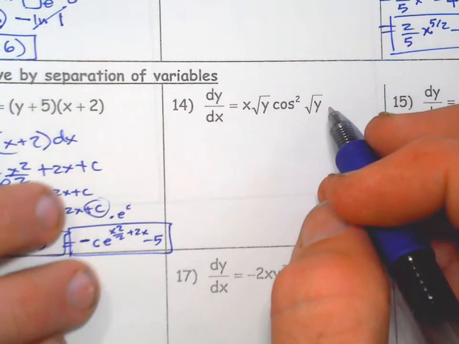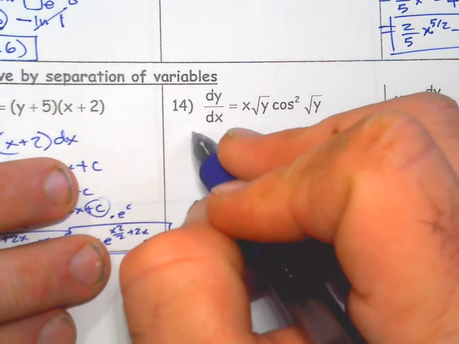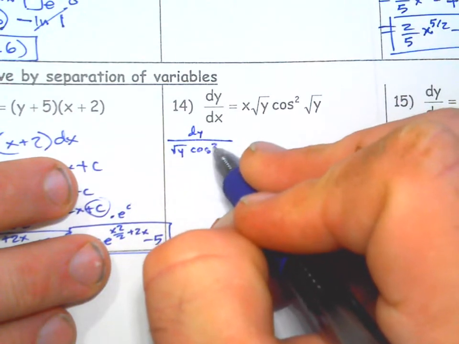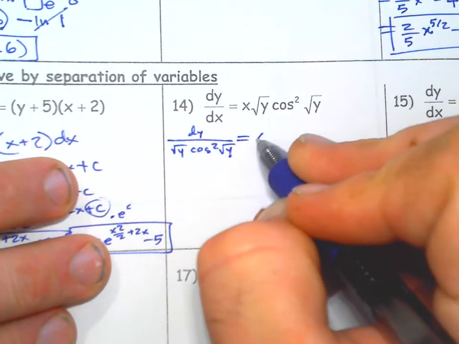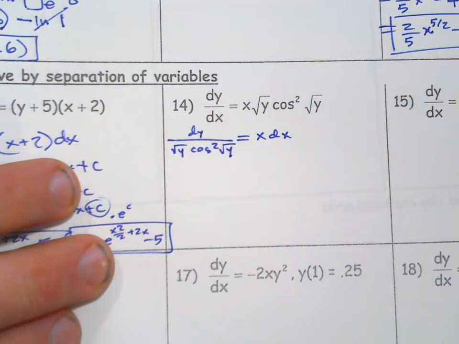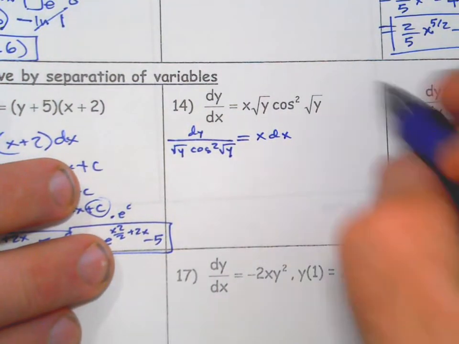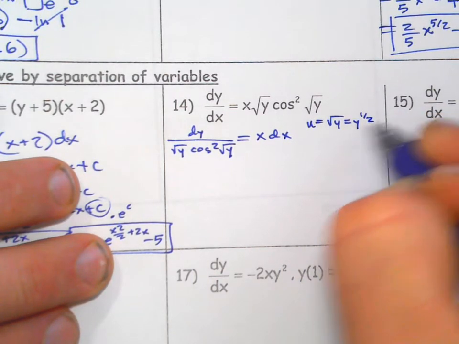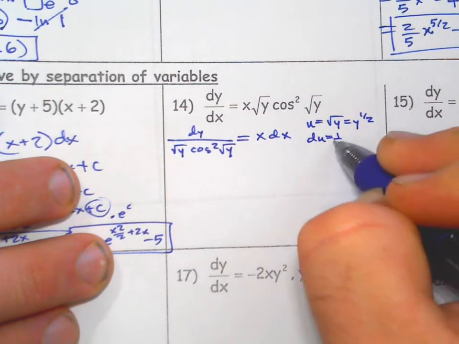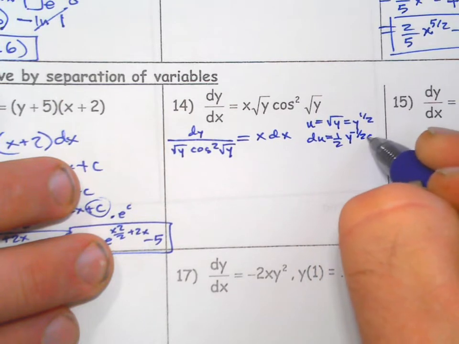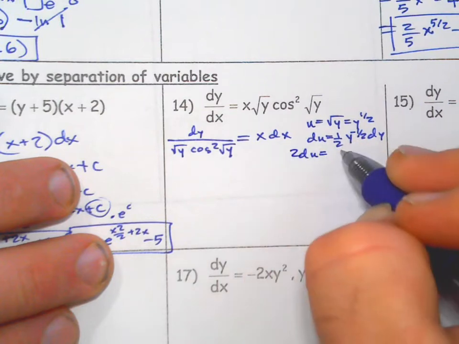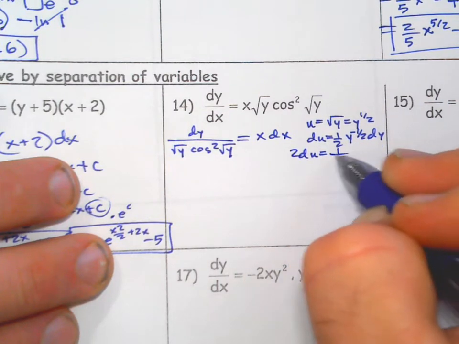Okay, next one. I'm going to get the y stuff over here, so I'm going to divide it. It's going to be square root of y, cosine squared square root of y, leave the x on the right. Right's going to be easy. Left, I think we do u-substitution. u equals the square root of y, y to the 1/2, du equals 1/2 y to the negative 1/2 dy. I don't want the 1/2, so it's going to be 2 du equals 1 over the square root of y dy.